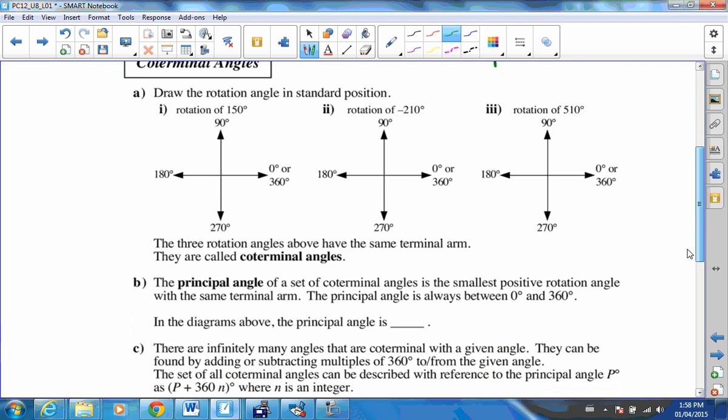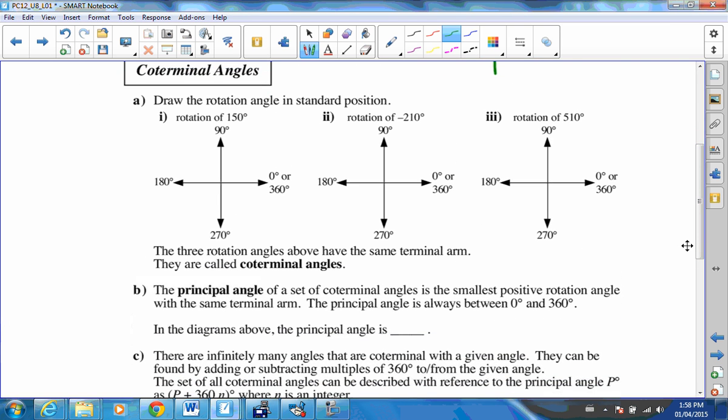Again, this will seem new at first, but once you've done a fair amount of it, it'll be super, super fast. So if I'm going to draw 150, there it is. Negative 210 is going to go past 180, another 30 degrees. There that one is. And 510 is going to go, there's 360, and then another 150 leaves me right there.